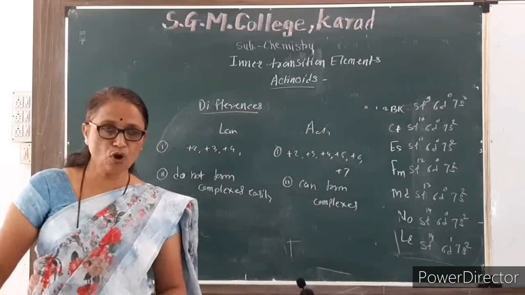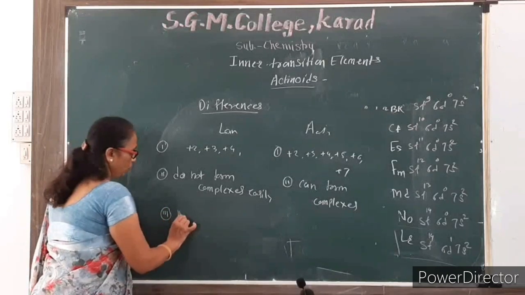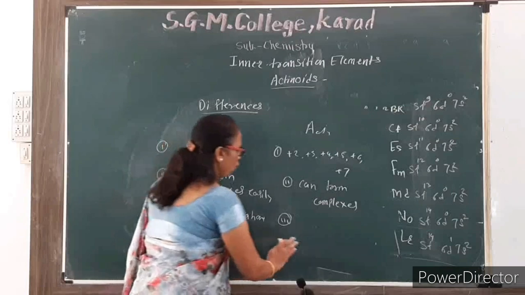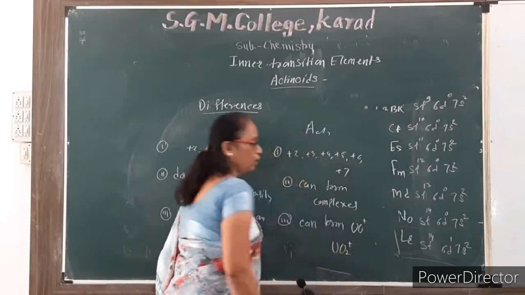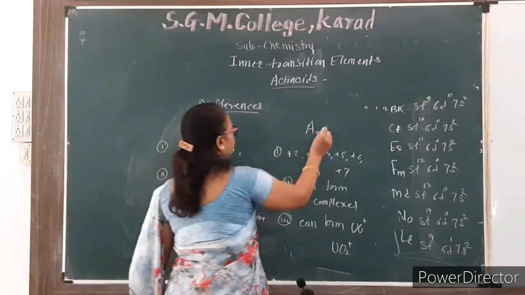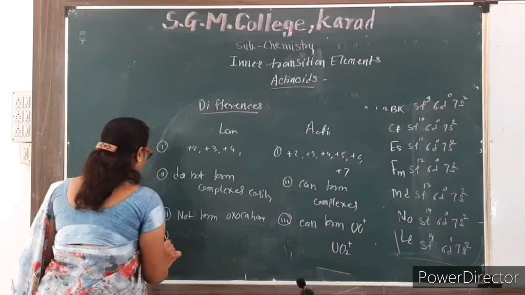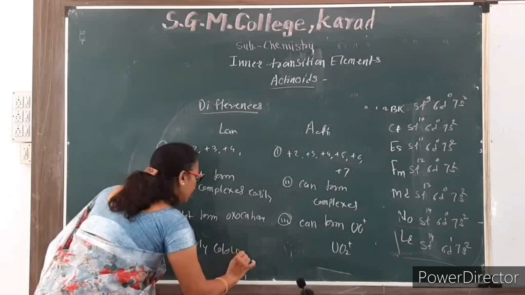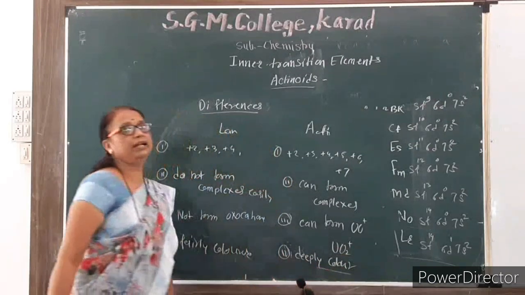Lanthanides do not form oxocations. Oxocations means cations with oxygen. Actinoids can form oxocations like UO2+, UO2 2+, PuO2+, or PuO2 2+. Most of the lanthanides are colorless, but some are faintly colored, and actinoids are deeply colored.